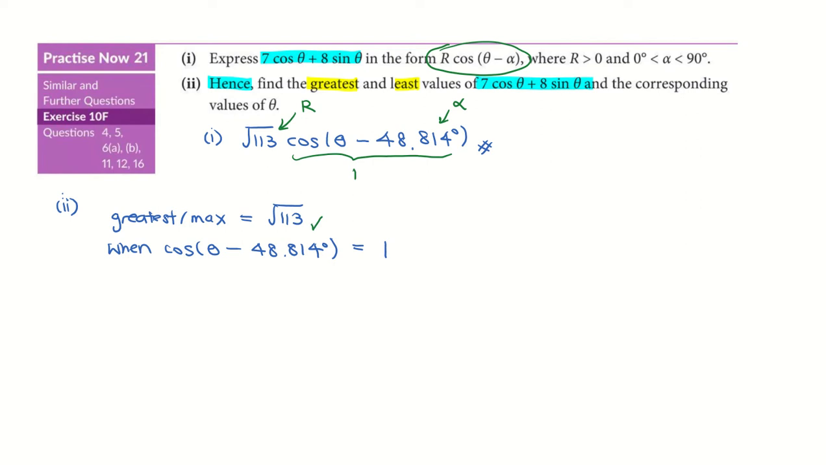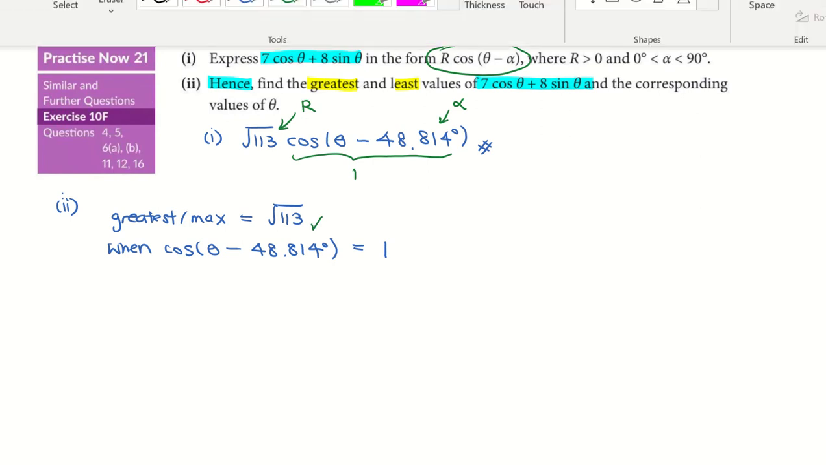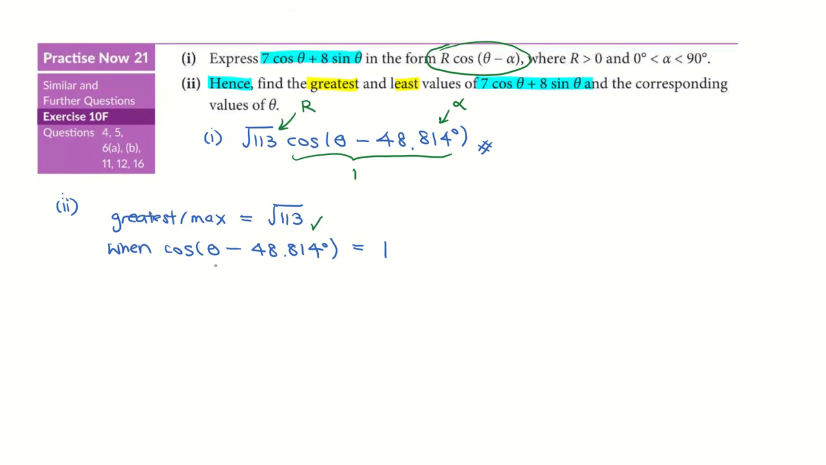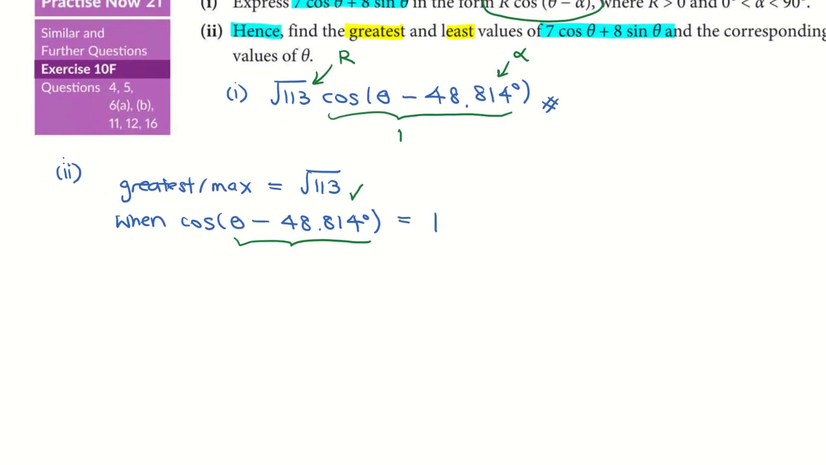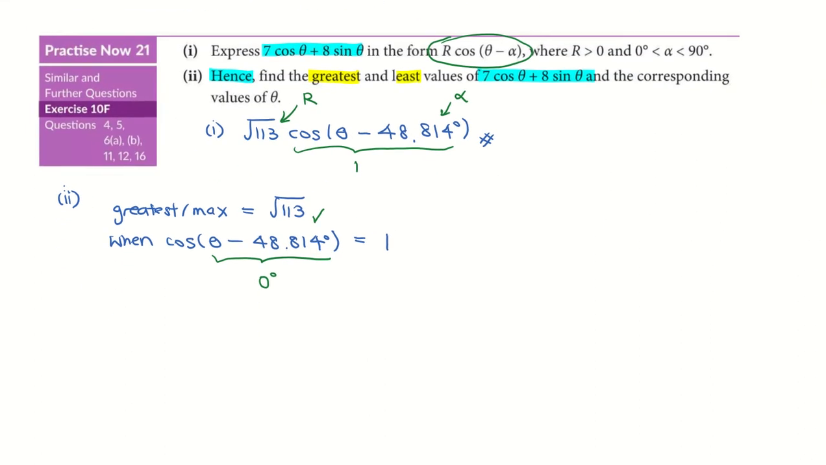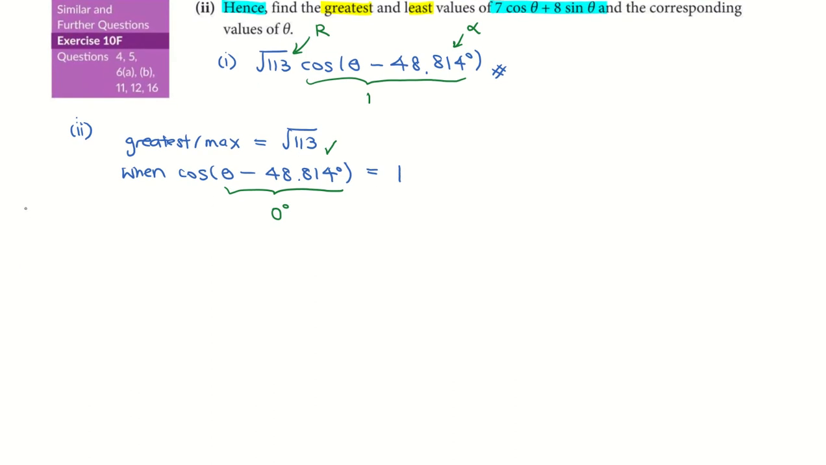So that's the greatest. Now we focus on the corresponding angle. What is the angle when I cosine it, it becomes 1? You can check, the answer is 0. Cosine 0, key in calculator, it should give me 1. Cosine 0 degrees. Let's say if you don't remember this, how to do? You can draw the graph to help you.